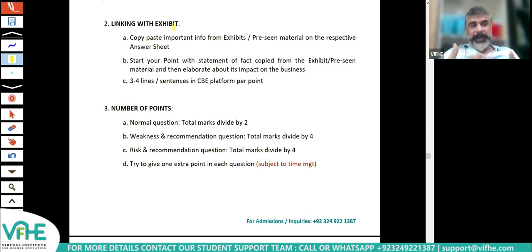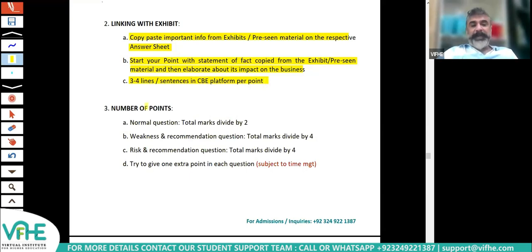Linking with the exhibit is another challenge. All your answers have to be linked with the scenario, as you just saw in our project initiation practice questions. You can copy paste important information from exhibit and the pre-seen material on the respective answer sheet. Start your point with statement of fact copied from the exhibit and pre-seen material, and then elaborate about its impact on the business. This is exactly what we did in the PID question. We started with a statement of fact and then talked about the impact on the business. And 3 to 4 lines or sentences is more than enough for 1 point. Do not go beyond this. Otherwise, your time management will not happen.